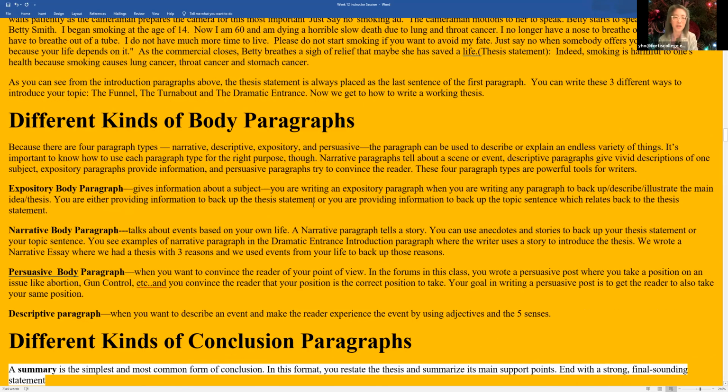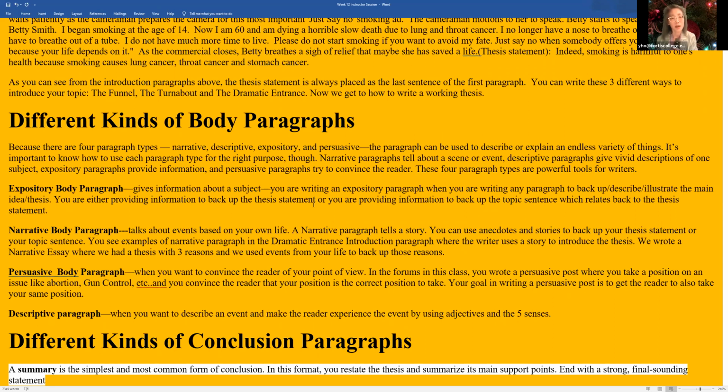You have 4 different kinds of body paragraphs. You have narrative, descriptive, expository, and persuasive. And actually, we've gone over all 4 kinds of body paragraphs in this class. An expository body paragraph just mainly gives you facts about what happened, so that it describes, illustrates, justifies your thesis. And you are providing factual information to back up your thesis statement. And everything relates back to the thesis statement.